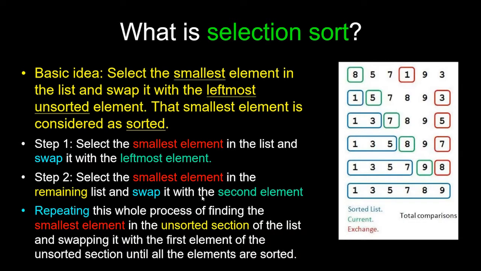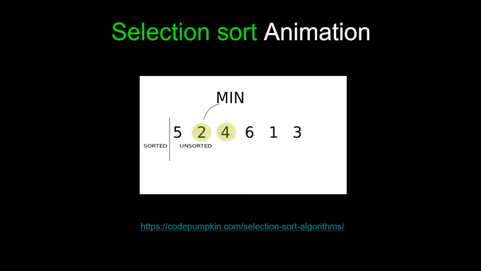So you run down this whole process and you can see that the sorted element grows bigger and bigger until eventually the entire list is considered sorted. So just to show this process, right now 5 is being compared with the rest of the list and 1 is the smallest. So 1 will swap with 5.